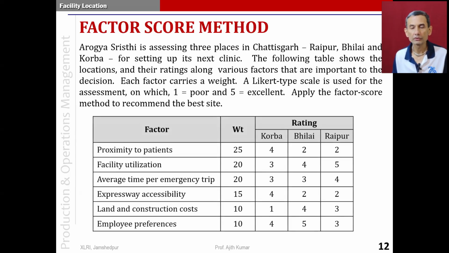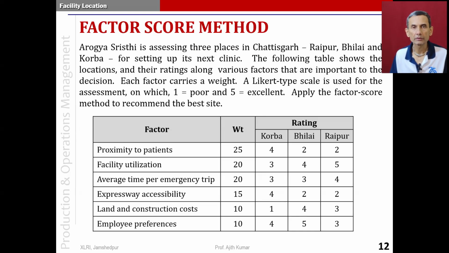The following table shows the three locations and their ratings along various factors that are important to the decision. As you can see in this table, factors such as proximity to patients, facility location, the average time per emergency trip, the accessibility to an expressway, the costs of land or construction, and the preferences of employees. These six factors are listed. There could be other factors too, but these six are considered important here. Each factor carries a weight. So the person doing this evaluation gives a weight to each factor in such a way that the total of the weights comes to 100.